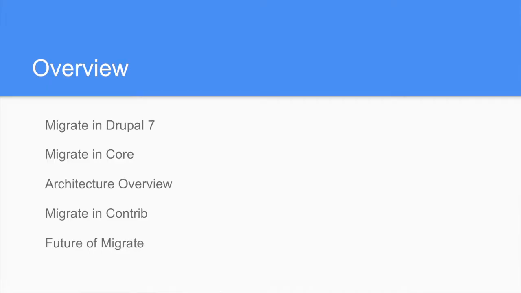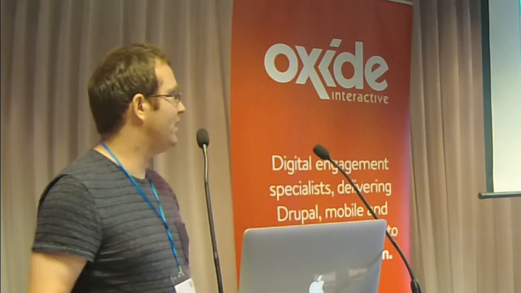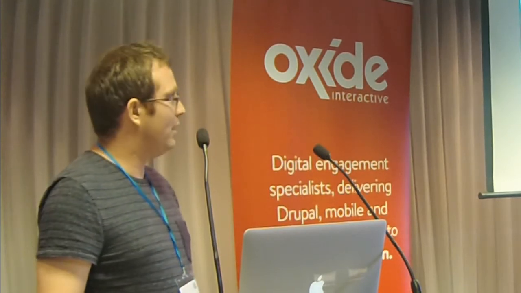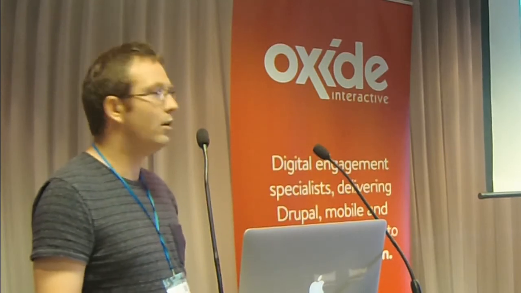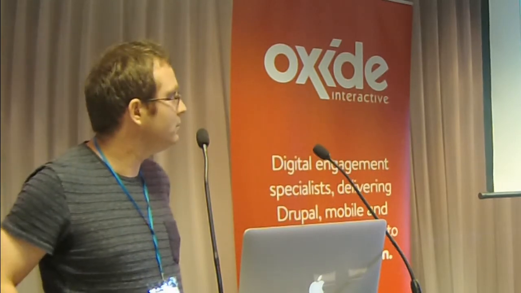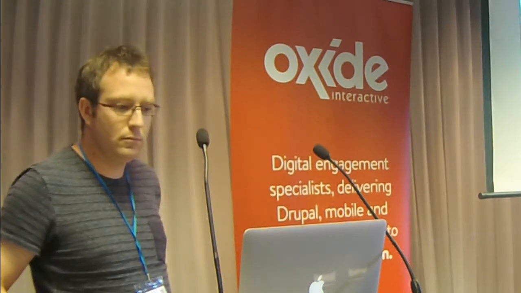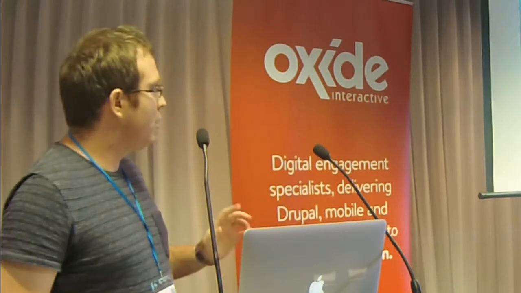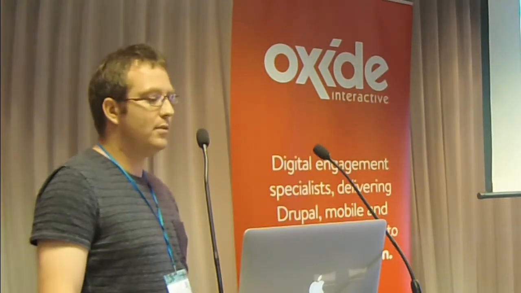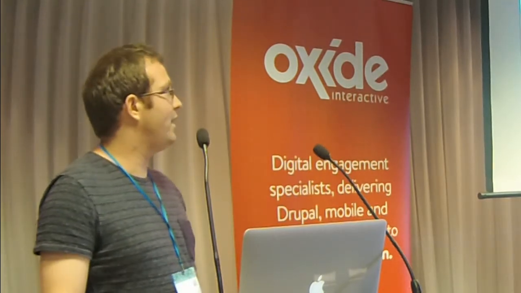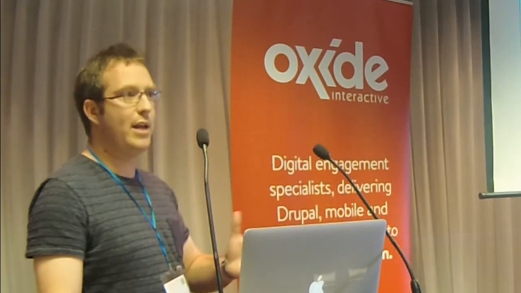So quick overview, we're going to have a bit of a look at why Migrate was successful in Drupal 7, why people were using it and what kind of led people to use Migrate. From there we'll have a look at the decision and why we decided to bring Migrate into Drupal 8 Core. So we'll go through bringing Migrate into Core, then we're going to have a look at the architecture of the Migrate API in Drupal 8 Core.